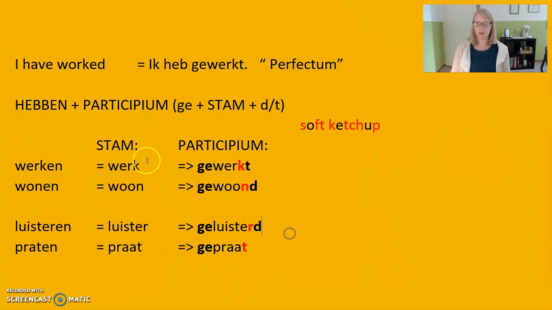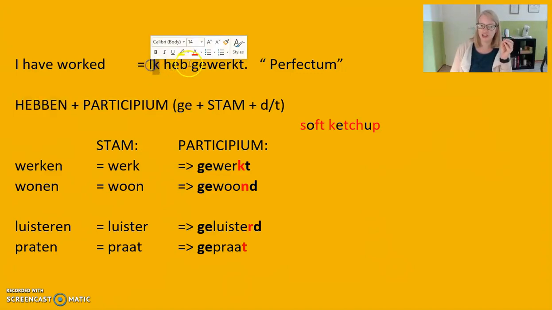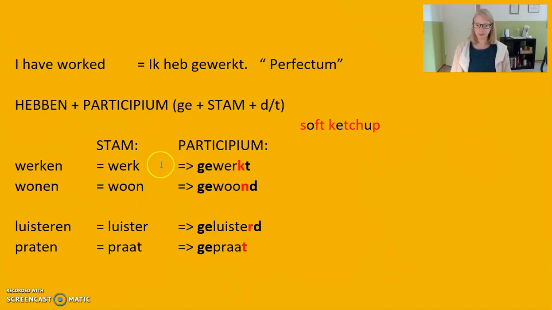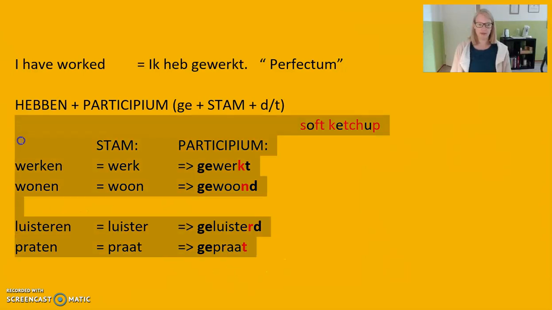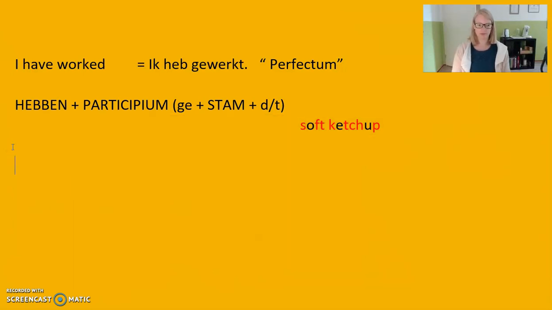Now, of course, this is not all, because as we have seen, to make the past tense, we also need hebben, right? Hebben is the word that needs to be conjugated to match the subject. So you change it so it will match the subject or the person, the one that does the action. So let's make some sentences. For example, I want to say I have worked. Okay, we have that one already. He has worked, for example. How are we going to say that? You think about this.